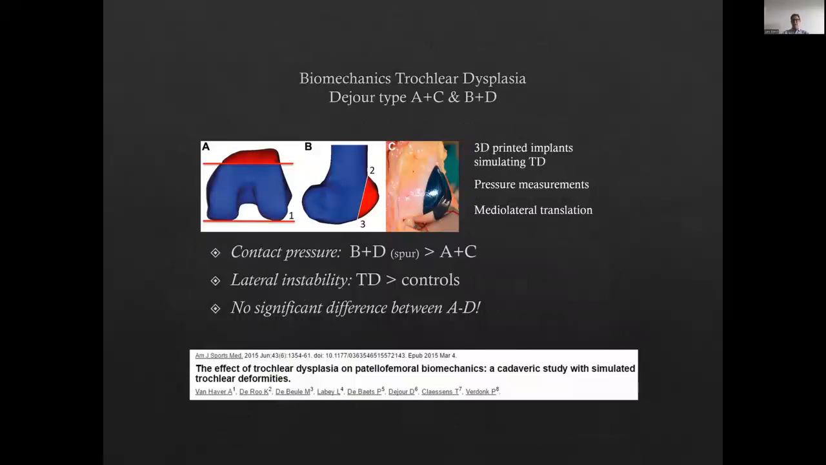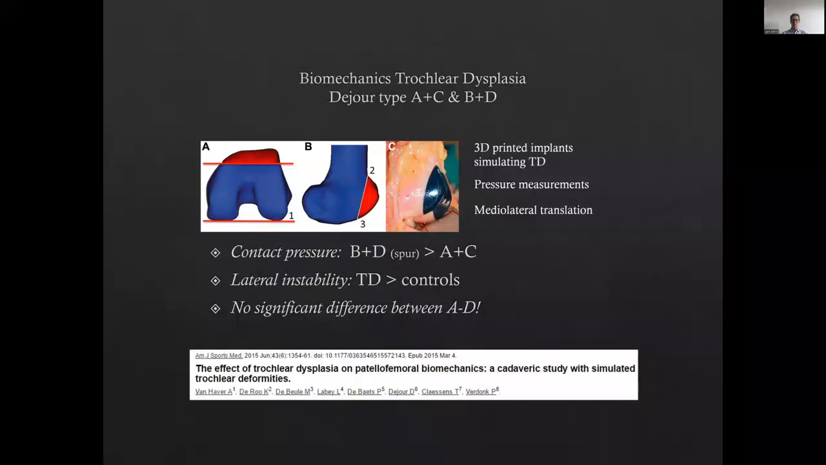This study was a biomechanics study. What they did was they took knees with either type A, B, C, or D trochlear dysplasia on CT scan, and then they made some plastic models looking like those. And then they tested the contact pressure and the lateral stability.